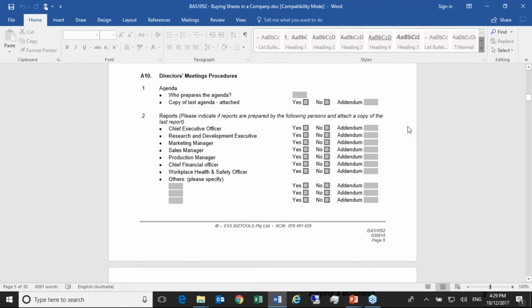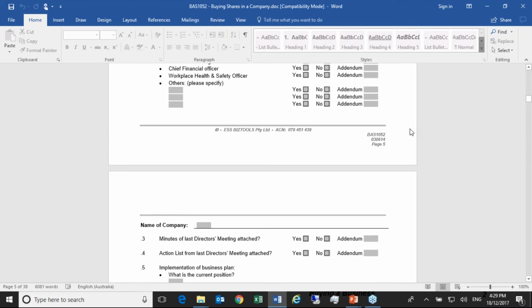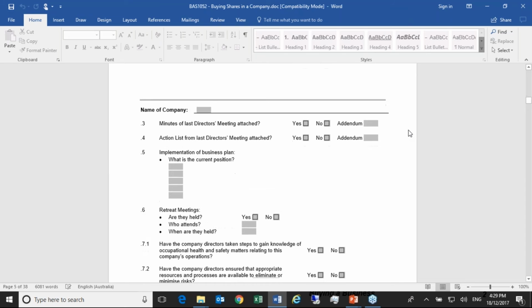What goes on at directors' meetings? Who submits reports? If you're going to be a director of this company, are you happy with that process? Or probably what I should have said, if your client is going to be a director of this company, are you happy with this process? Would you recommend that your client gets involved in this company?